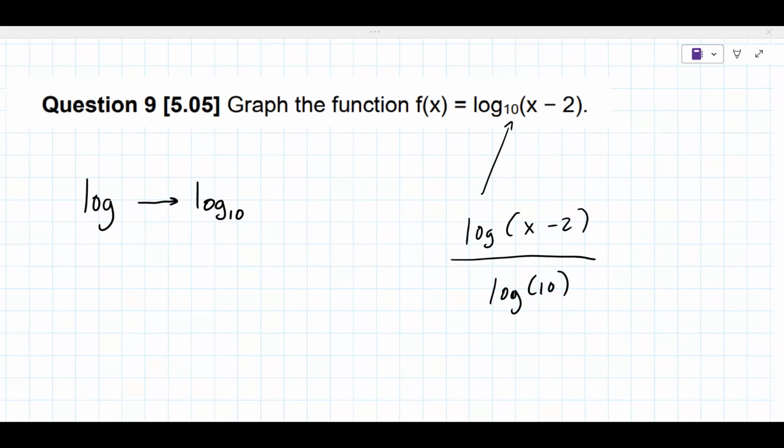So technically you don't even really need to plug in the 10 part, right? That's right. So it could just be log x minus 2. And it wouldn't let me graph it. It said it was invalid.